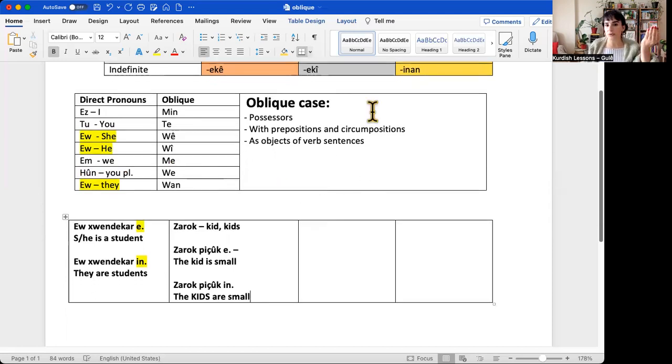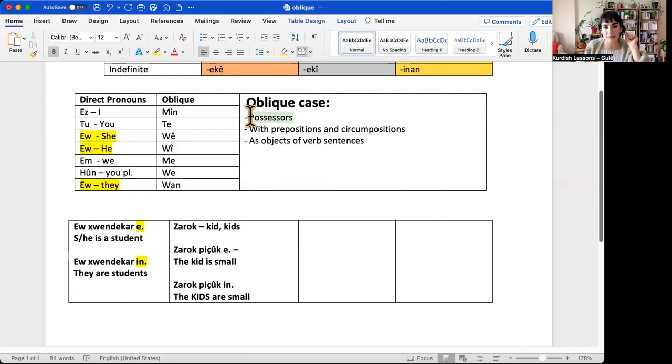And where to use oblique? For example, these pronouns, where to use them? There are three usages of oblique cases. You know, in Russian there are 6 cases, in German maybe more, and in Kurmanji we have oblique cases. They are the endings you add to your word, and it becomes another form, or rather the usage becomes clear.